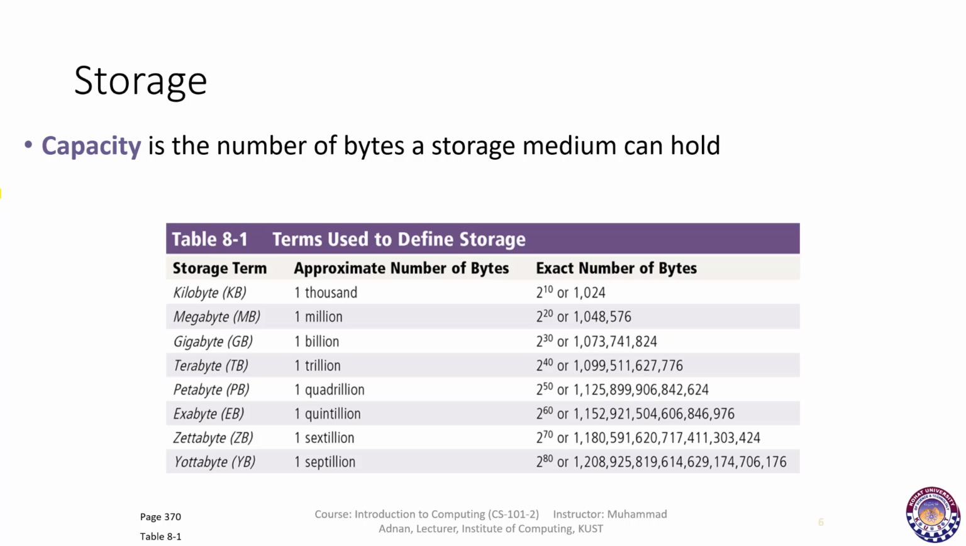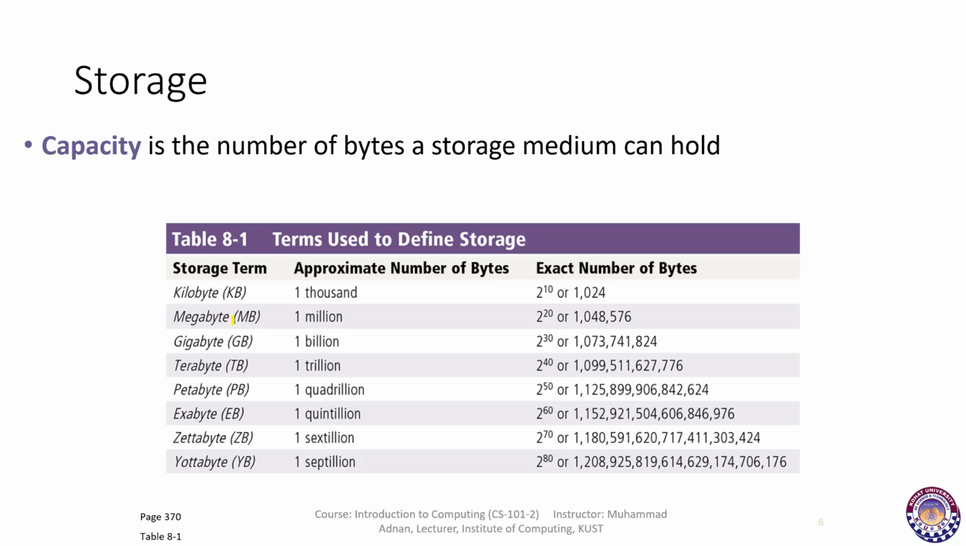But before discussing them, we have to discuss some important concepts that you will hear while you are using different types of storage devices. So what is capacity? Capacity is the number of bytes a storage medium can store or hold. For example, you have a storage term like kilobyte. What is a kilobyte? It is approximately 1000, and the exact number is 1024 bytes if you have 1 kilobyte of storage.